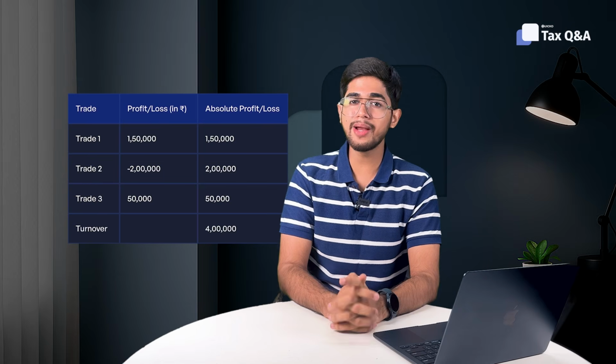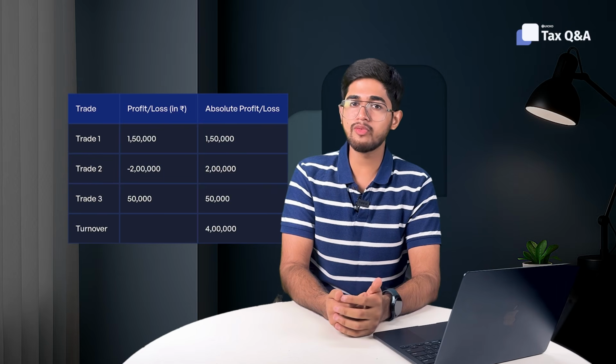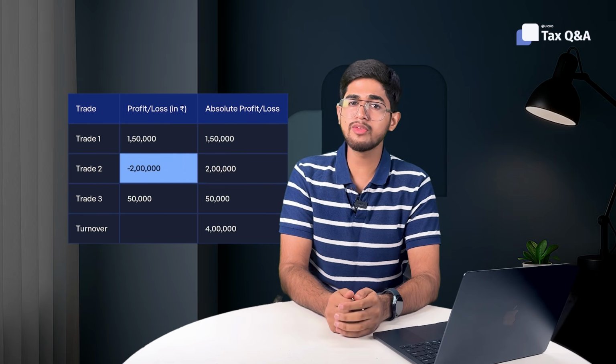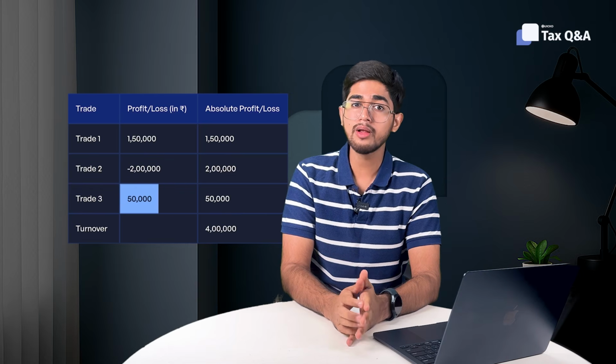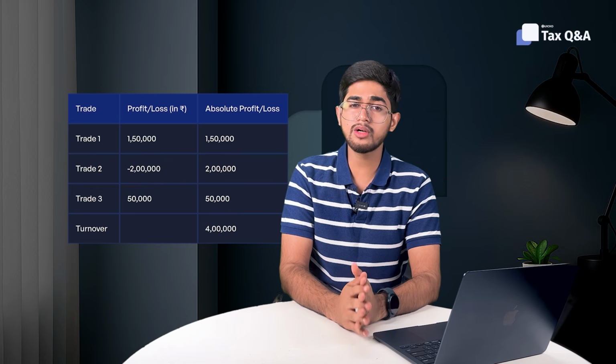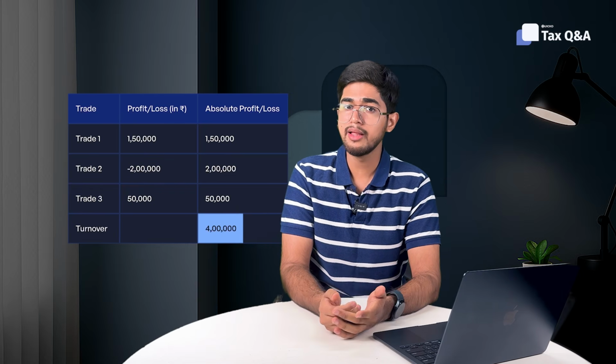For intraday and F&O trading, turnover is calculated as the sum total of the absolute values of profit and losses. Simply put, just add all the profits and losses from all of your trades without considering the negative sign. For instance, you made 3 F&O trades. First with a 1.5 lakh profit, next one with a 2 lakh loss, and third one made you 50k in profits. So the turnover here would be 4 lakh. Remember that the ITR filing deadline shifts to 31st October if an audit is needed.